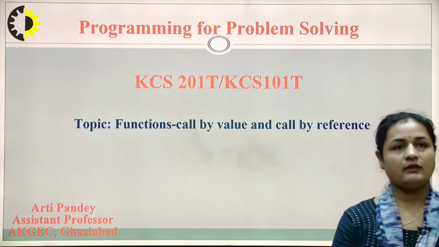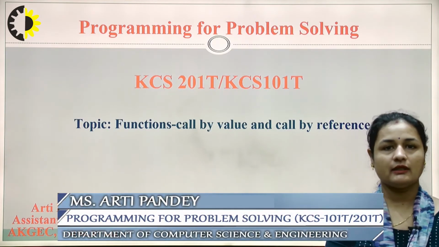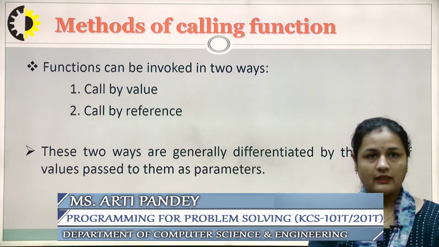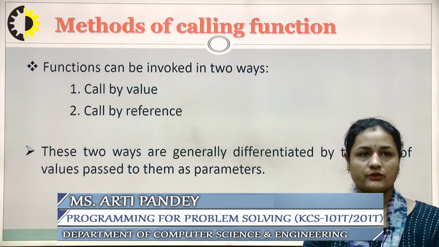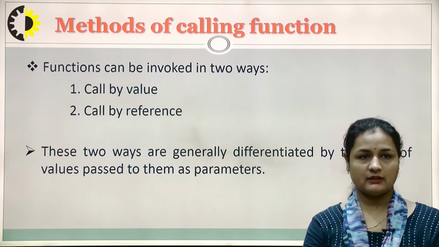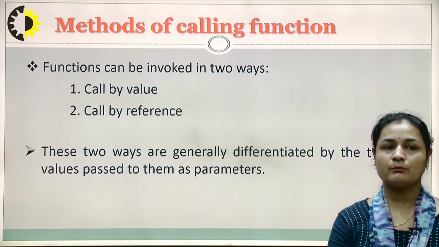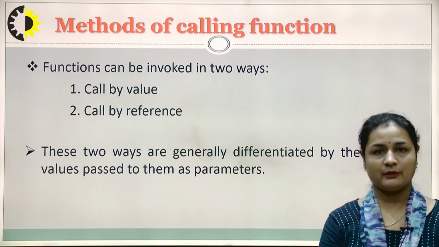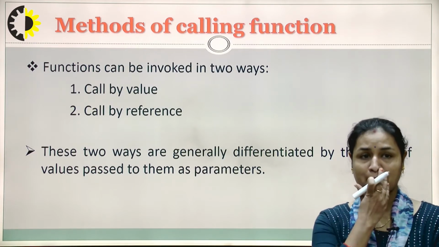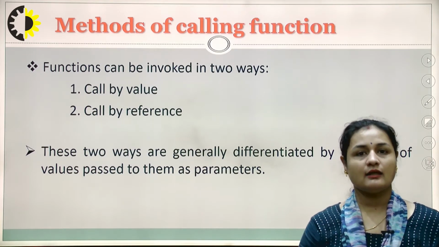Good morning everyone. Today we start with our new topic of function, that is call by value and call by reference. So there are two methods for calling a function. First one is call by value method and second one is call by reference method. These two methods are generally differentiated by the values passed to them as a parameter. On the basis of the values that are passed to these methods as parameters, these methods are different.